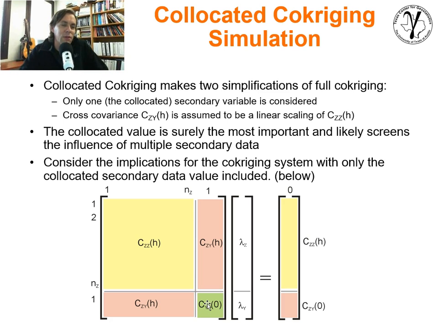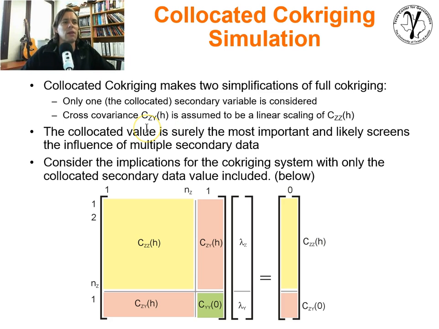It's more of a graduate level type of thing we would do, and so we don't want to deal with that. The way we get around that is we say, let's do collocated cokriging. We make two assumptions to simplify full cokriging, and we simplify it down to this matrix right here. Only one collocated secondary variable is considered. By doing that, we get rid of the full matrix of possible secondary crosses and directs, and we just take the one collocated secondary value and include that within the system.